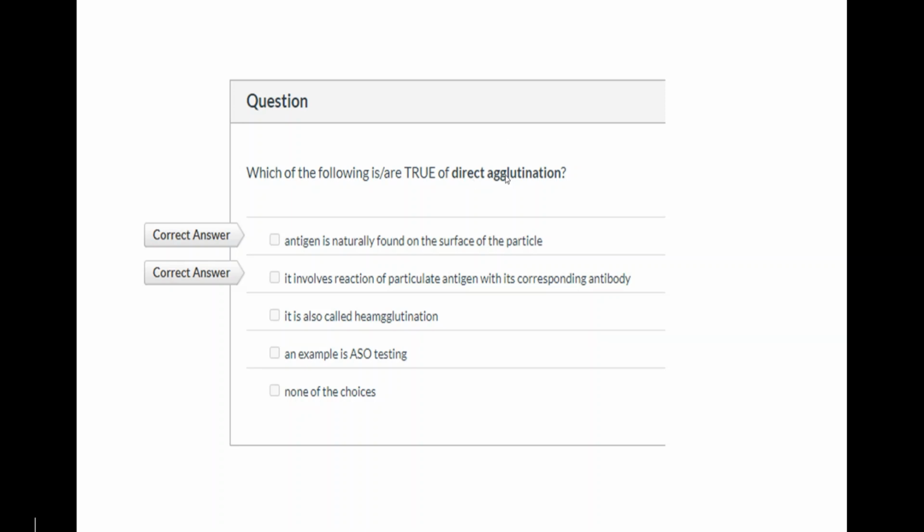Now, direct agglutination is not called hemagglutination because agglutination can only be called hemagglutination if it includes RBC. But in this case, the question is merely direct agglutination. So this is not a possible answer. An example is ASO testing. This is also not the correct answer because ASO testing involves passive or indirect agglutination.